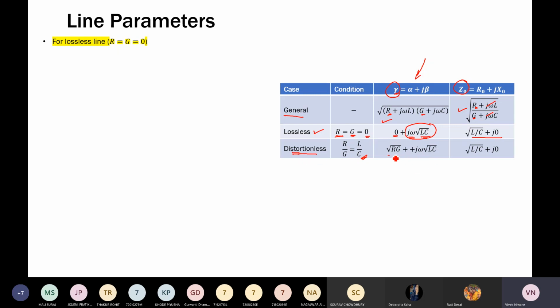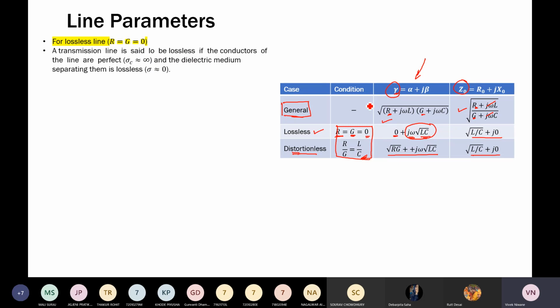So we can have this expression and this expression. But to get this kind of expression, you need to remember only the general case and the conditions for two different types of lines, lossless and distortionless. You can put the values and get the expected formula while solving the numerical.